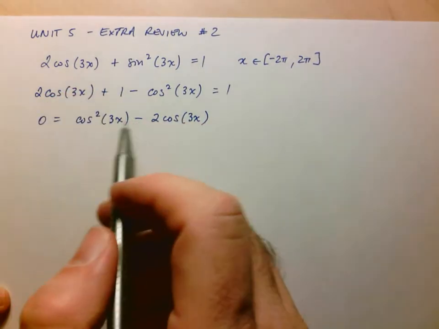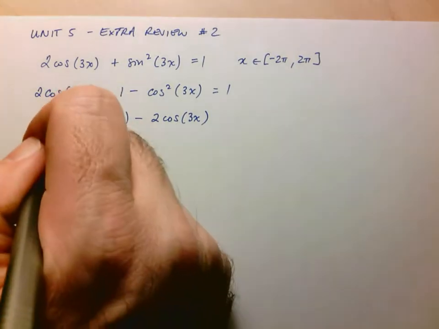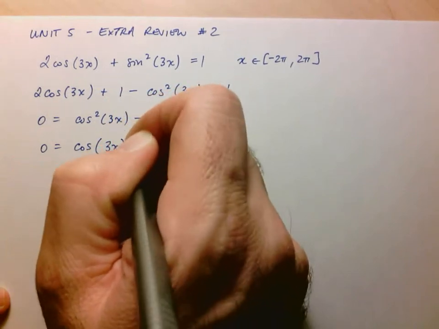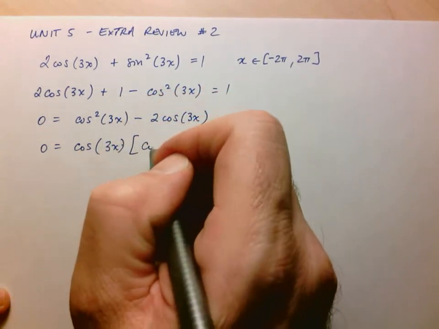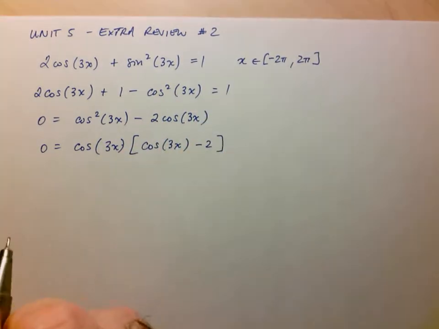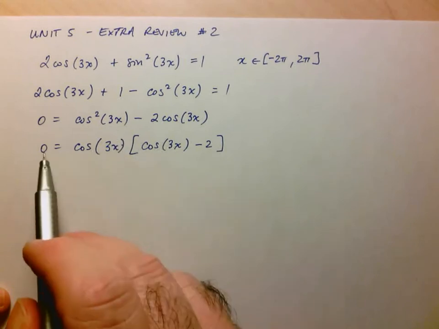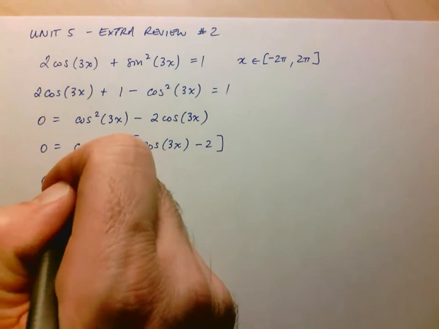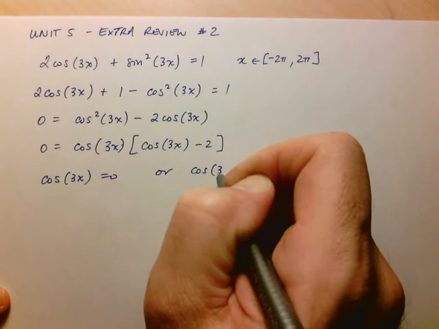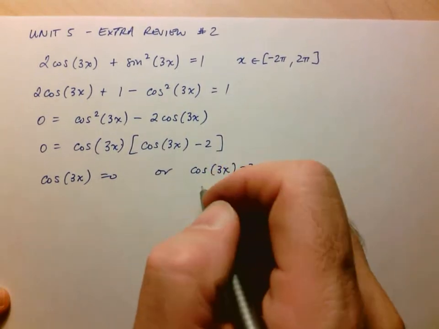So when I've got just these two terms, all I have to do is factor out the common factor of cos 3x. So 0 equals cos 3x times, and what I'm left with is another cos 3x there, and here I'm just left with minus 2. And I have exactly what I'm looking for, two expressions that multiply to 0. So that means either cos 3x must be equal to 0, or cos 3x minus 2 must be equal to 0.